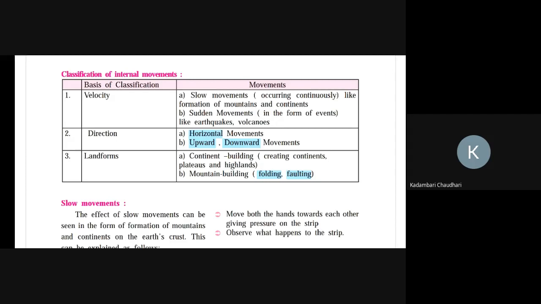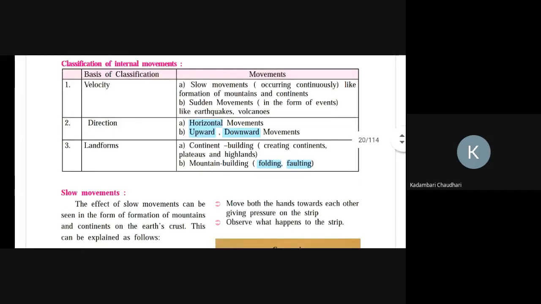So the next one is the landform. The classification is based upon the landform. Continent building, that is creating continents, plateaus and highlands.